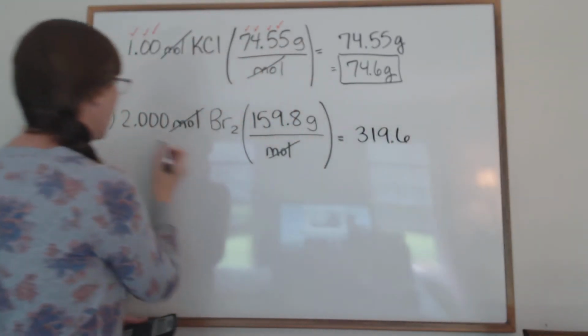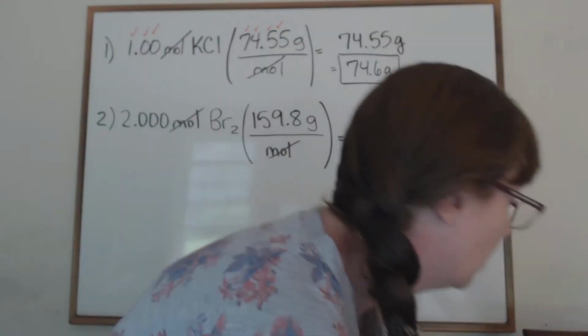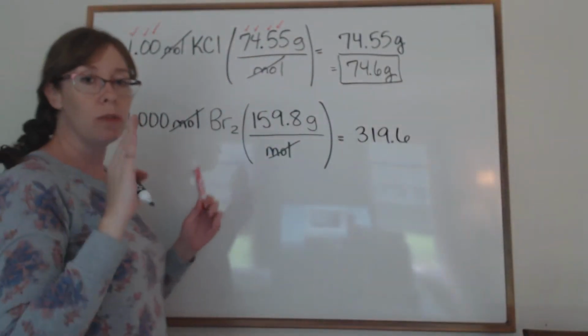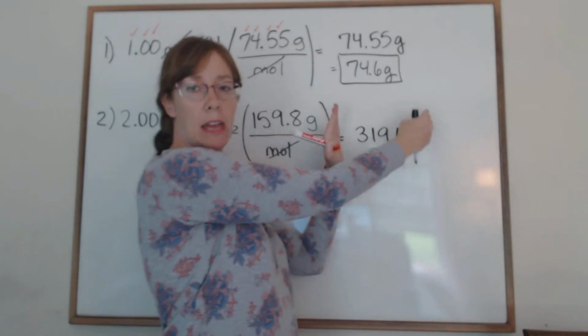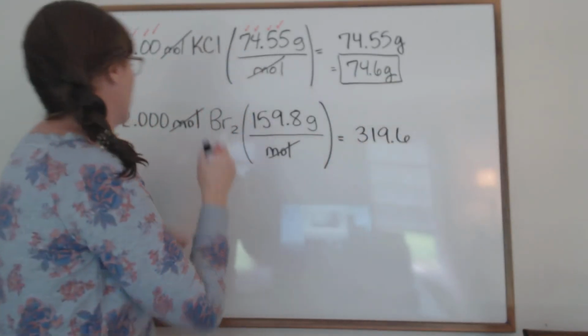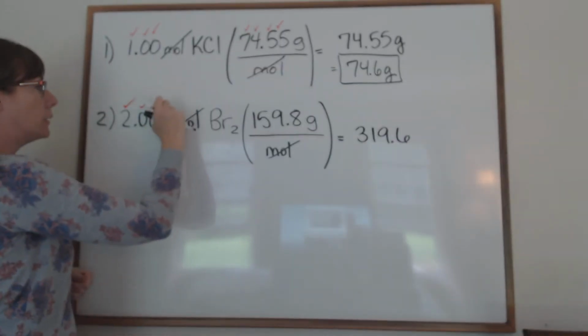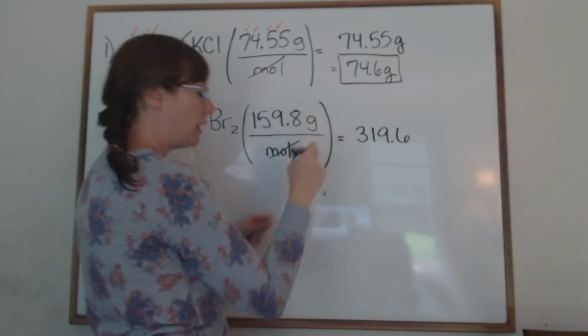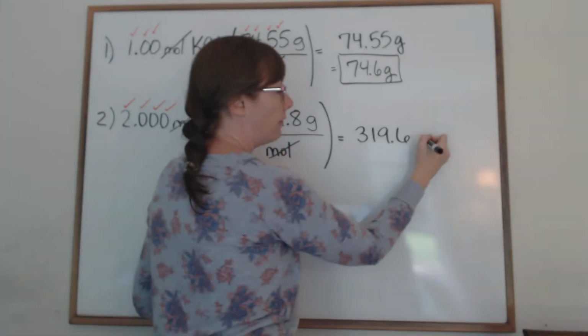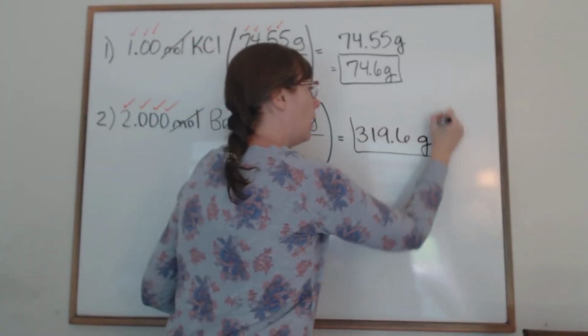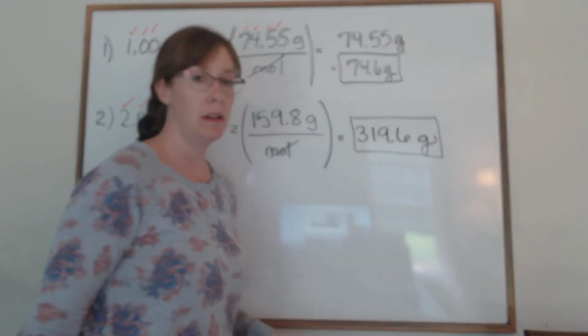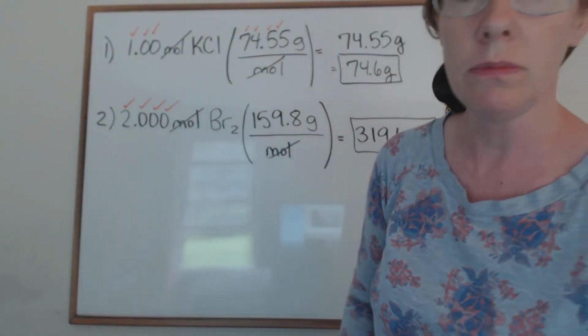So I'm getting 319.6. And in terms of sig figs, I always just think you only care about sig figs at the very end when you're about to circle your answer. So now's the time to care. This one has 4 sig figs, so does that one. So my answer will have 4. And that is the answer.